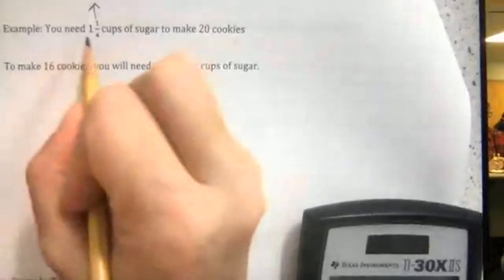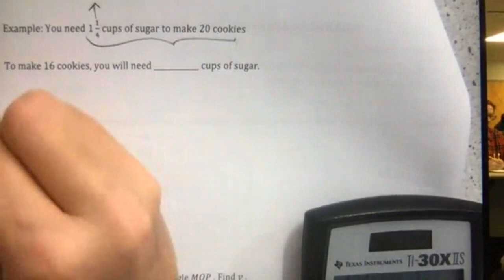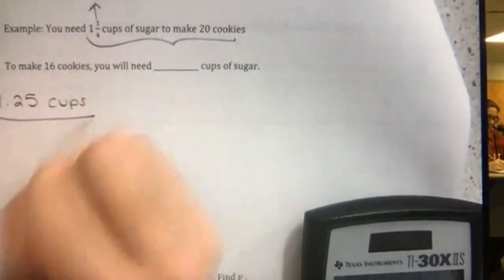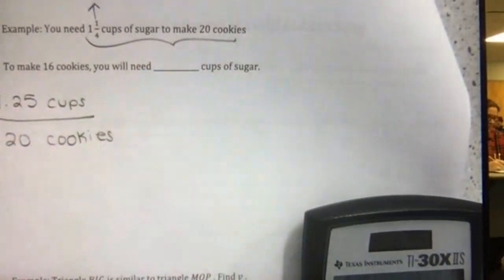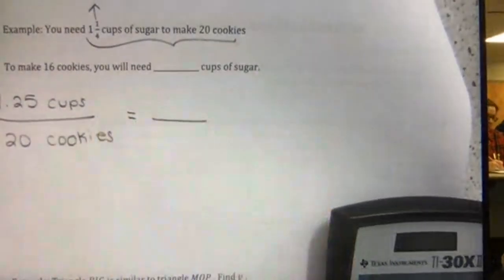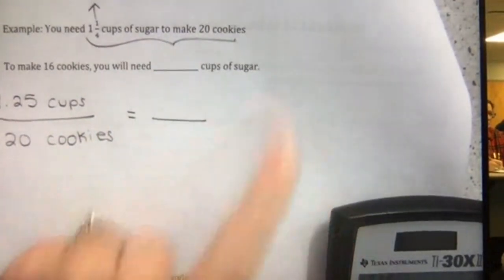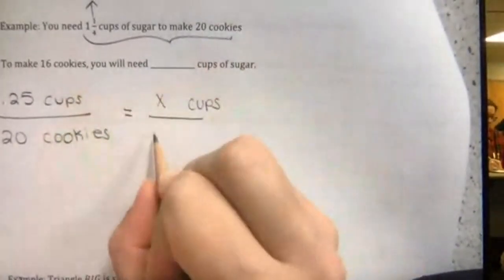So we could take this first rate and put it as a ratio. So 1.25 cups of sugar will make 20 cookies. Now, if you want the cookies to be decent, it should be the same rate. Use the same scale. So now we don't know how many cups, so x number of cups to make 16 cookies.